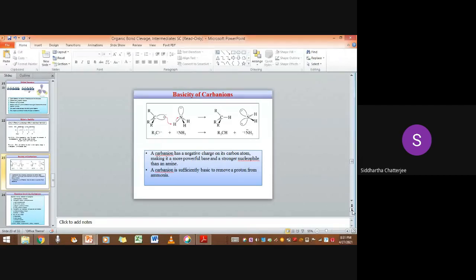But you see that the carbanion abstracts a proton from ammonia to produce R3CH and the amine molecule. So here you can find a carbanion has a negative charge on its carbon atom, making it a more powerful base and a stronger nucleophile than an amine. And that's why you're finding a carbanion is sufficiently basic to remove a proton from ammonia. Okay.